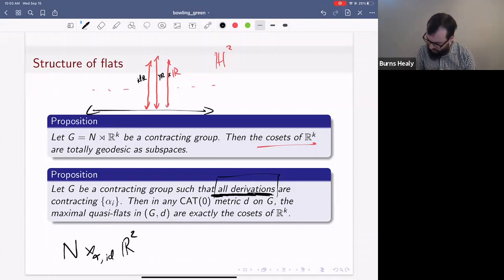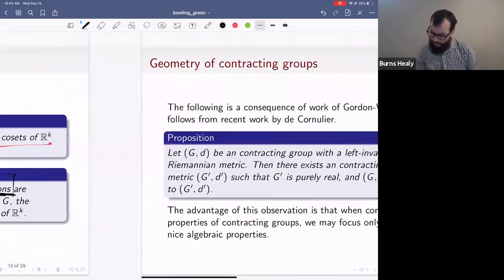Okay, but this is going to be a particular subclass of group that we're interested in, when all derivations are contracting, because then you get this really nice statement that you know what the maximal quasi-flats look like, and that just lets you do some good geometry. Okay.